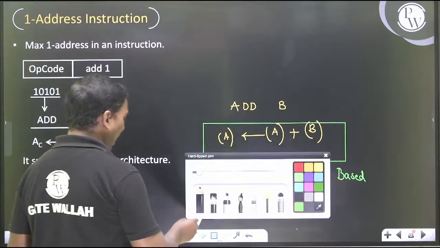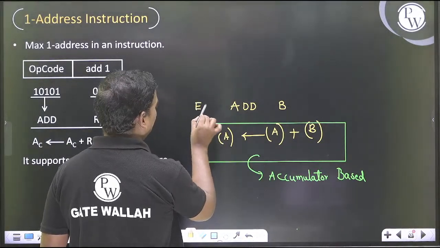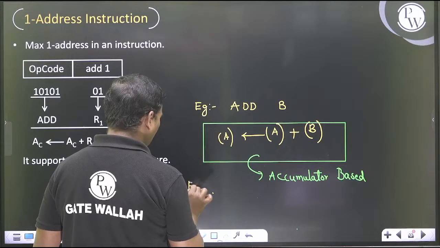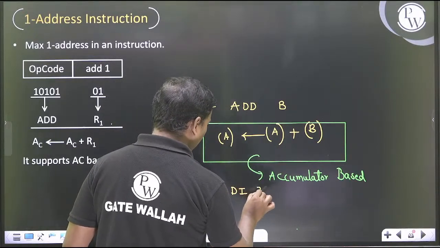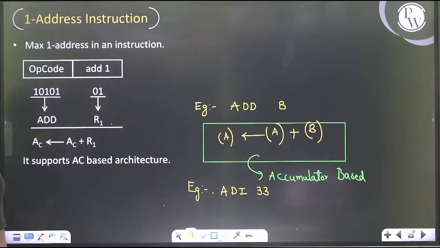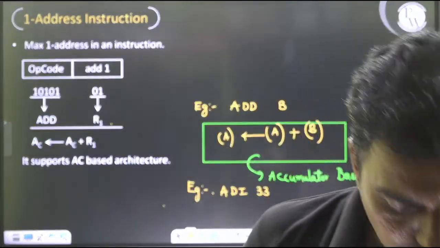Suppose if I am writing like this, one more example I am telling, this is an example. All of you noted? Another example, add immediate 33. What is the meaning of this? Can anybody tell me?